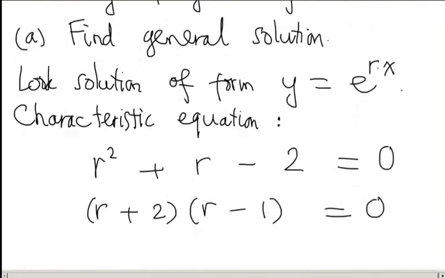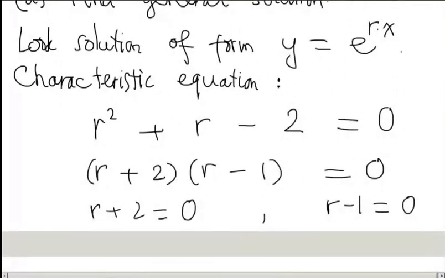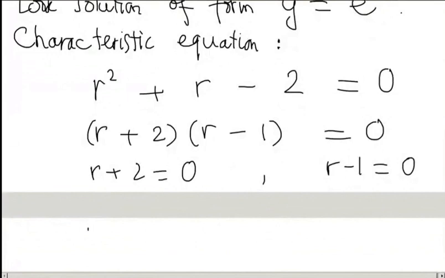Always, after you have factored, you should double check to make sure that your factors are correct. I'm just checking it quickly here. Distributing, r squared minus r plus 2r gives me plus r, and then 2 times negative 1 is negative 2. That's correct. So I have r plus 2 equals 0, and then r minus 1 equals 0. And two roots. The first one, r1, is negative 2, and the second one, r2, is 1.